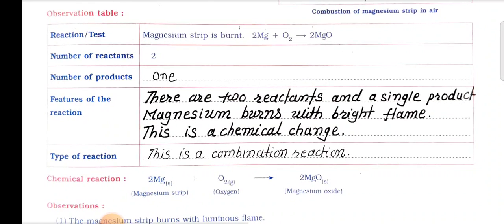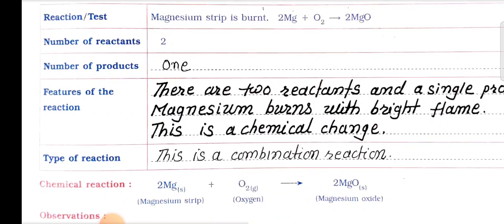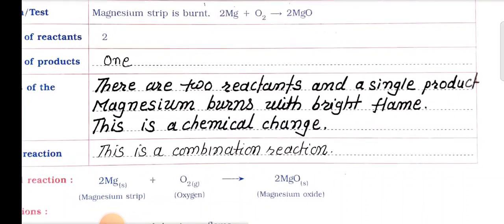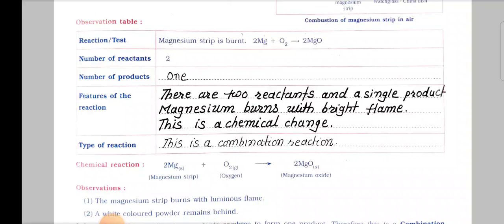Reaction: magnesium strip is burnt, 2Mg plus O2 equals 2MgO. Number of reactants 2 and number of products 1. The feature of the reaction is that there are two reactants and a single product. Magnesium burns with a bright flame. This is a chemical change. Type of reaction: this is a combination reaction.